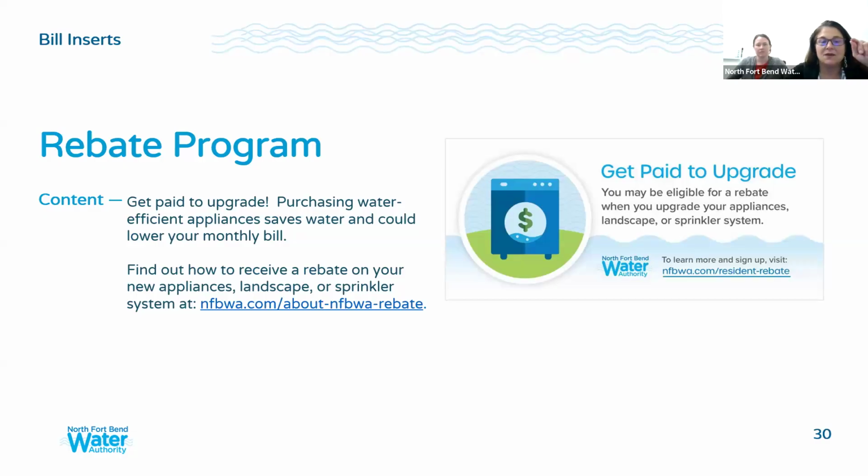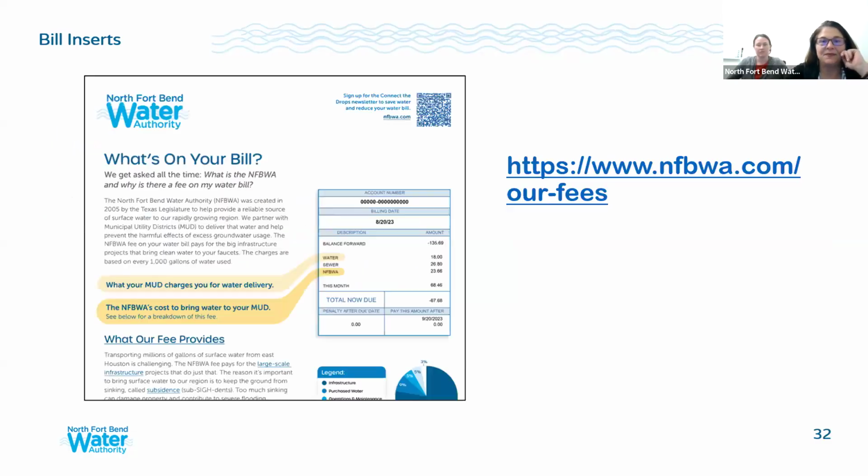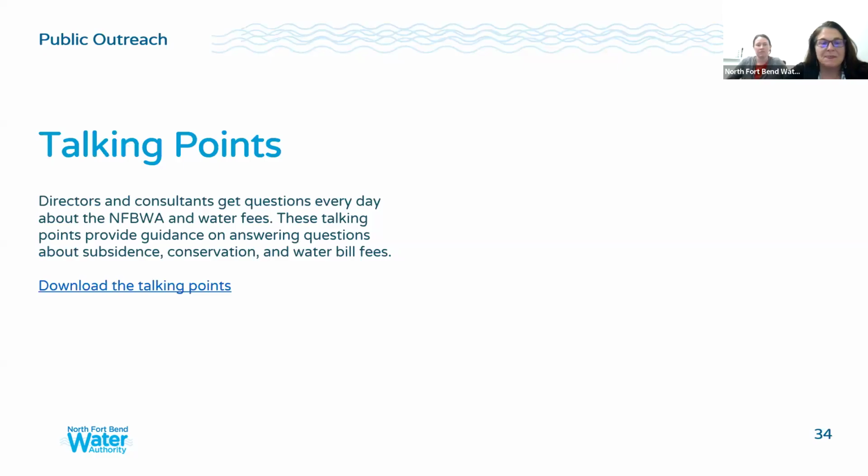And then the rebates and the Wise Guys. This is something we came out with last year, which we really like, and we hope you're all using. If not, please do. Again, it's that number one question: why is there an NFBWA fee on my bill? We thankfully worked with an operator, and so we got an illustration of what a common bill looks like. Then we added that NFBWA fee, and so we break it out for you. And then we also explain where our fee goes and what it provides. So just another tool to help you all as you go.